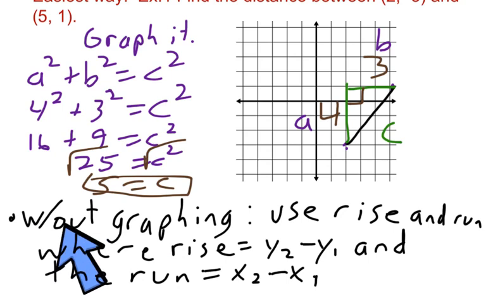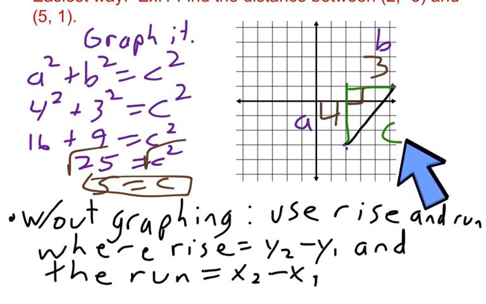Alright, so let's say that you don't have graph paper. So without graphing, you can just use the rise and the run. And remember where we heard those terms? Yeah, when we find the slope. So it's where the rise equals y2 minus y1 and the run equals x2 minus x1.